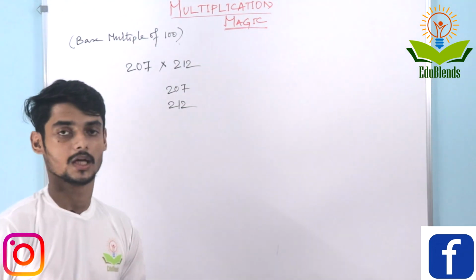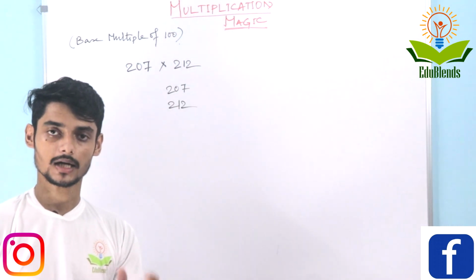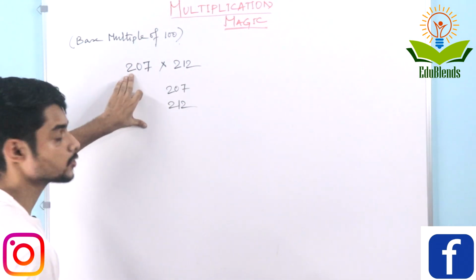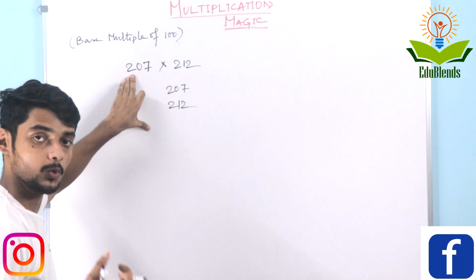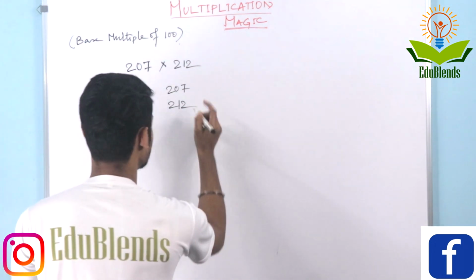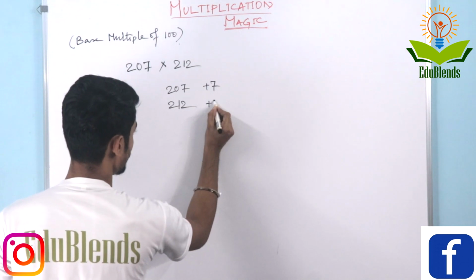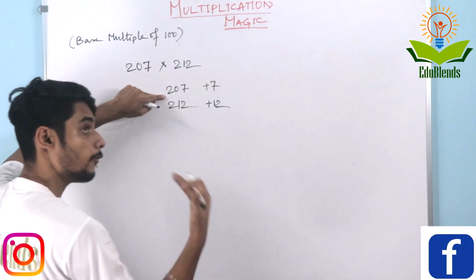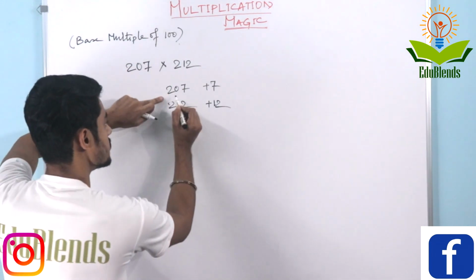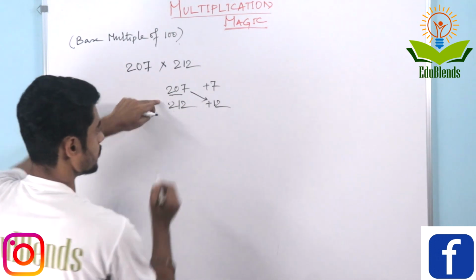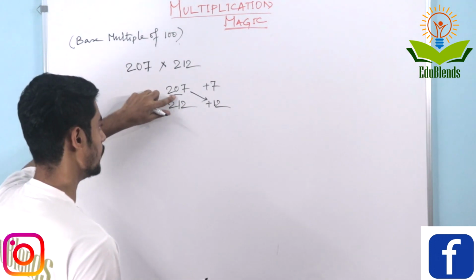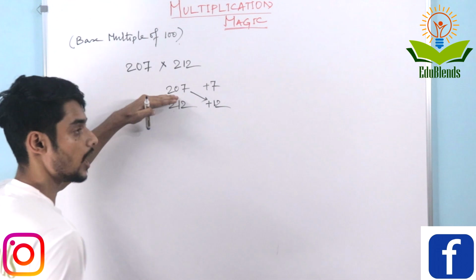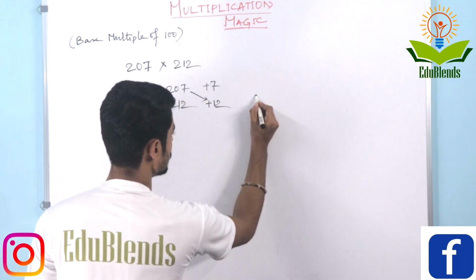What you need to do, you just need to multiply to the number which is multiple of 100. Like here base is 200, which is 2 into 100. So what we do, this is plus 7, this is plus 12. Now, same method, but before that you need to multiply. If we are considering this number, like we are going this way, then we need to do 207 into 2, as the base is 200. So 207 into 2, what?